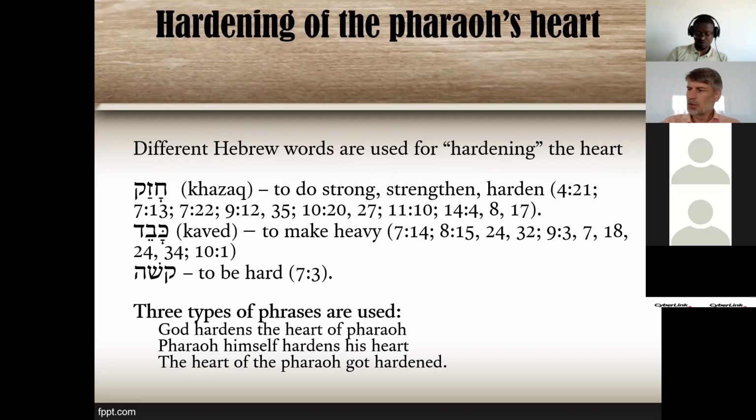And now let us go to the verbs that are used to describe the hardening of the heart of Pharaoh. Three verbs are used. The first one is chazak. And chazak means to make strong, strengthen, and to harden. A very good example of the usage of this verb we can find in the book of Ezekiel, because the name Ezekiel in Hebrew sounds like Yehezkiel, and the same root is used, chazak.